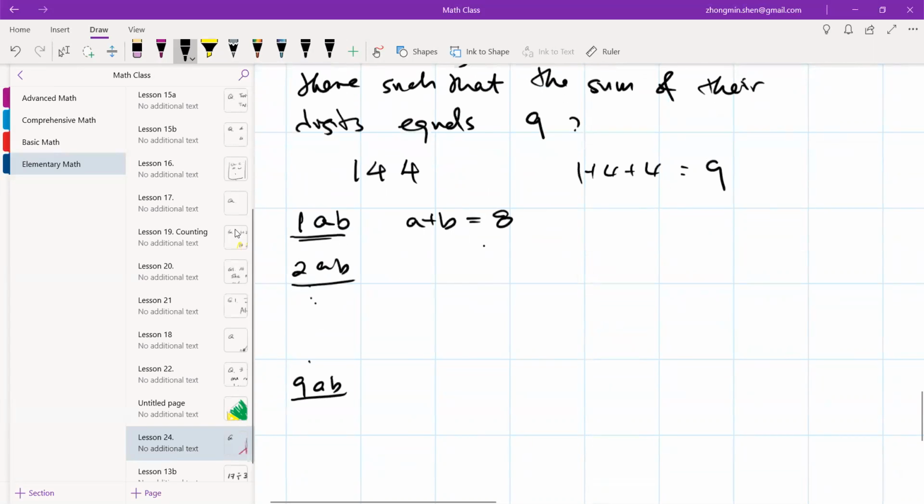Now A plus B should be equal to 8. How many such combinations are there? A equals 0, B equals 8; A equals 1, B equals 7; so A goes from 0, 1, all the way to 8. So you have 9 choices. That gives you 9. And then here A plus B equals 7. So the sum of 2 digits is 7.